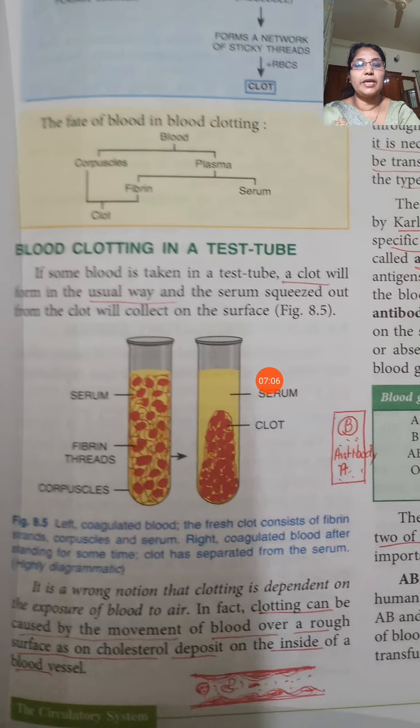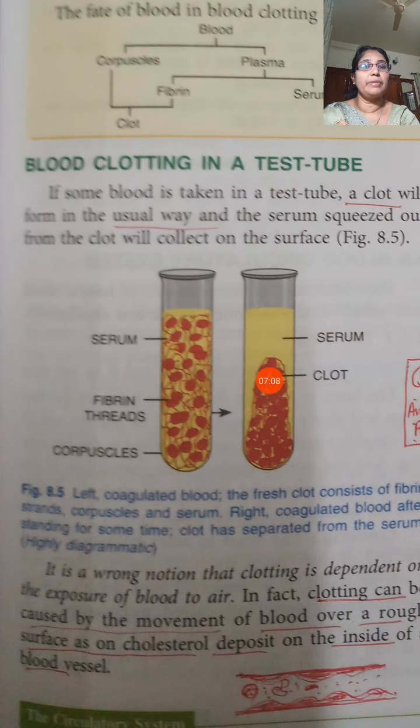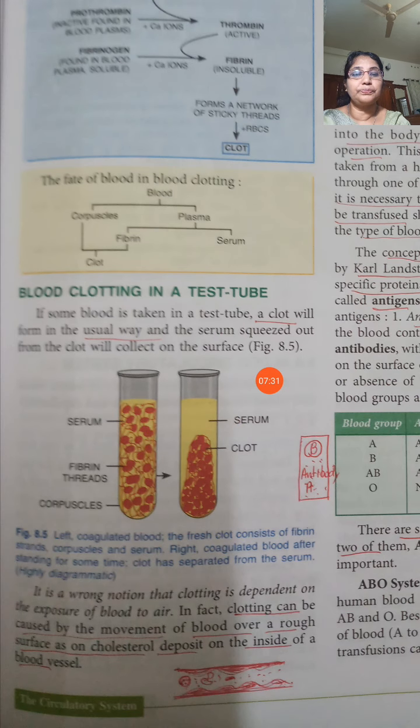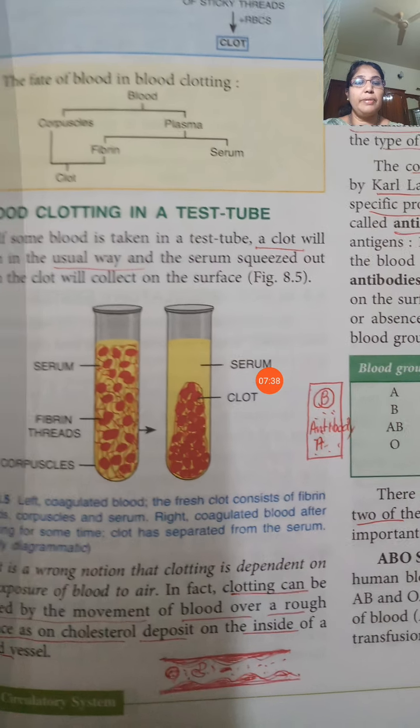But if we keep the blood for some time in a test tube, a clot can form again. Here is the structure. When we keep some blood in a test tube, first we can see the fibrin formed. Then on the right side you can see the serum separated out from the clot. Again, another thing you have to notice is that a clot can form.